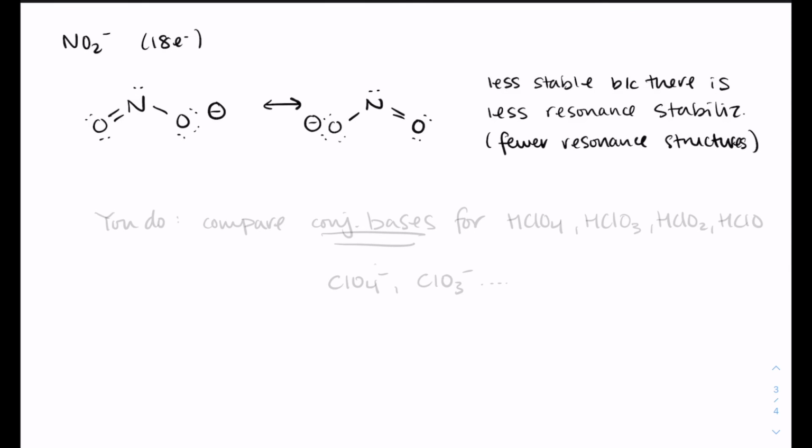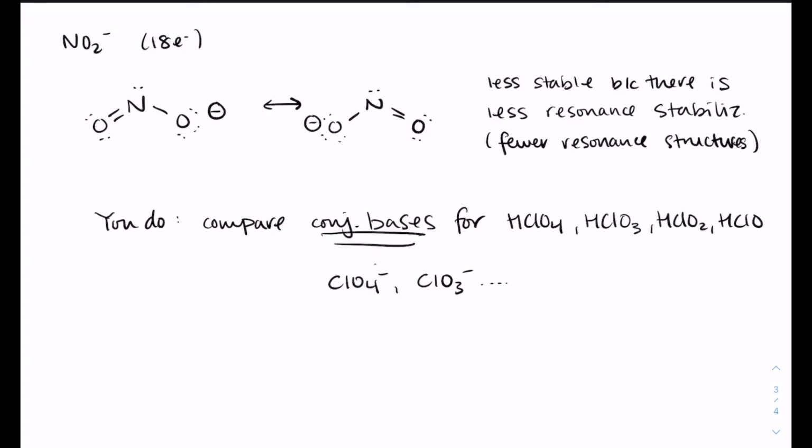So something you should do, try comparing the conjugate bases for perchloric acid, chloric acid, chlorous acid, and hypochlorous acid. Make sure I got all my names right. This is a series of oxo acids. The HClO4 and HClO3 are both strong acids. HClO2 is weak. HClO is weak. But don't forget, you have to compare the conjugate bases. So ClO4 minus, ClO3 minus, and so on.